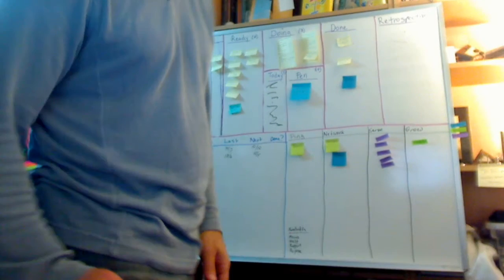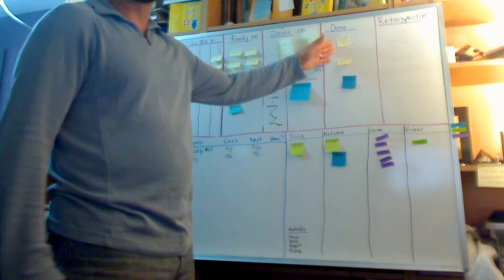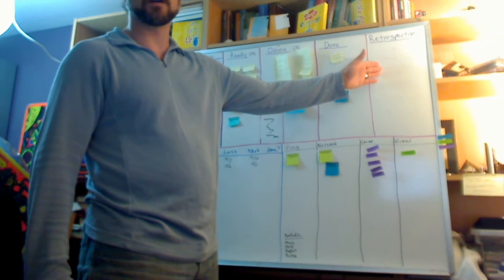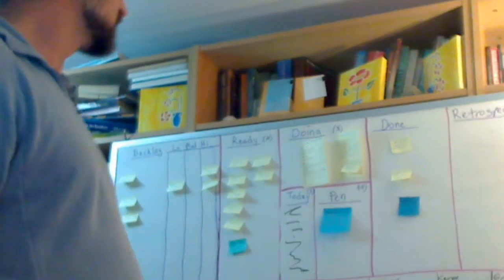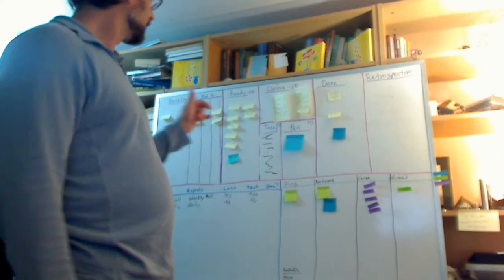I haven't figured out my controls yet. This is like weak. Okay, so here's the done column. Here's the retrospective column. And I made the thing fall on my face, so there you go. Hi, down here. Yeah, I love technology.